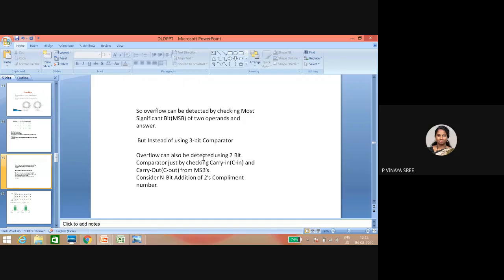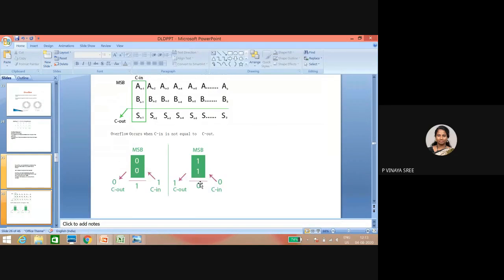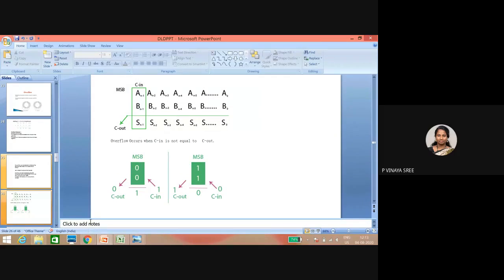Overflow can also be detected using a 2-bit comparator just by checking carry in and carry out from the MSB part. Okay, so what is this carry in and carry out? Let me explain. So carry in and carry out. So see here, what is this carry in?